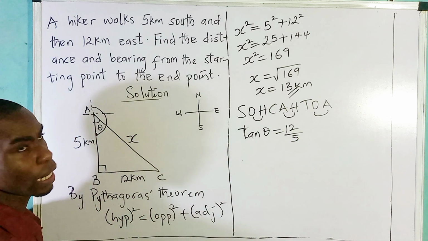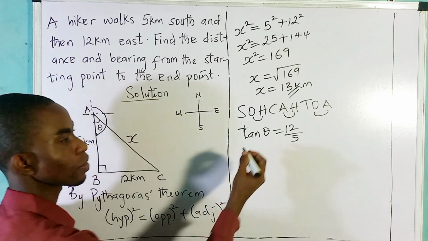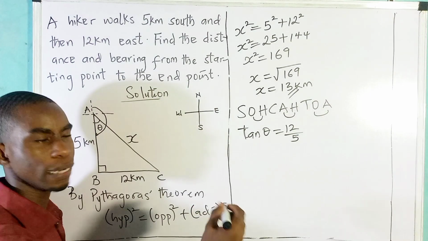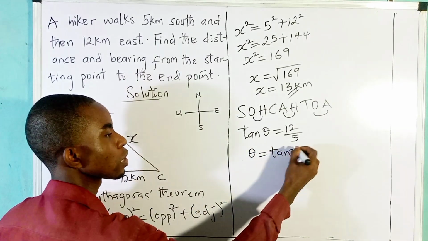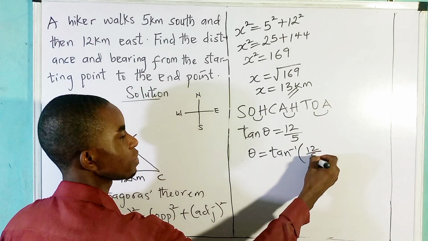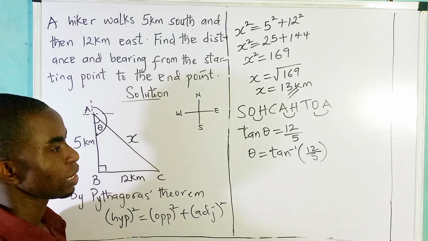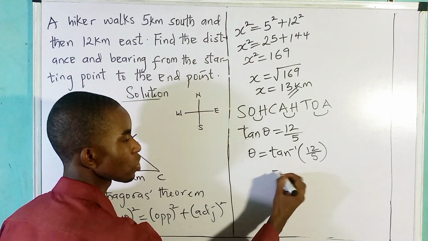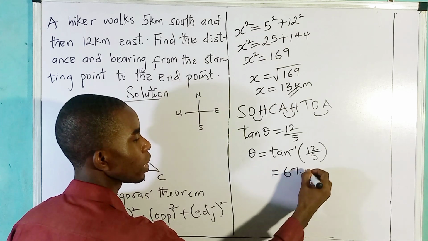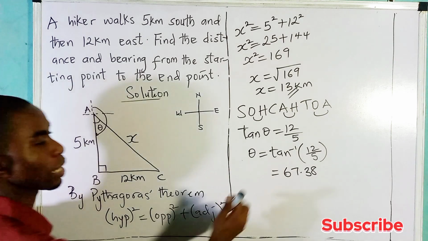We're not looking for tan theta, we are looking for theta. So let's get the inverse of tangent for each side, which is theta will be tan inverse of 12 over 5. It's like you are dividing both sides by tan, so this will cancel out. The tan inverse of 12 over 5 is 67.38. As I said before, that is theta.